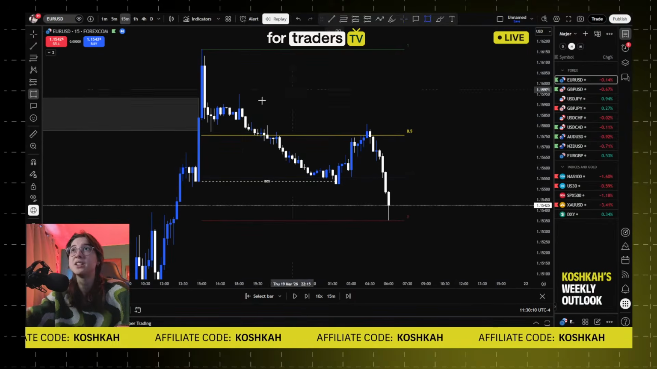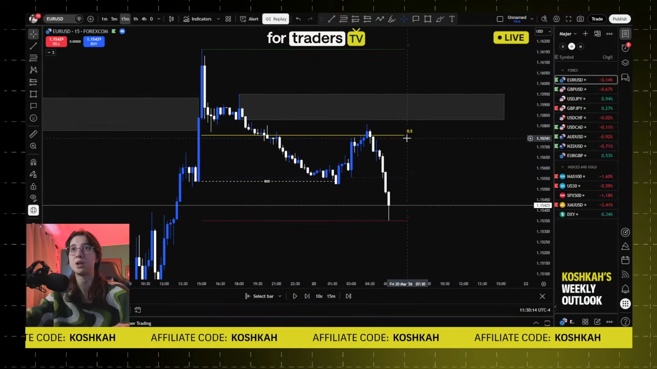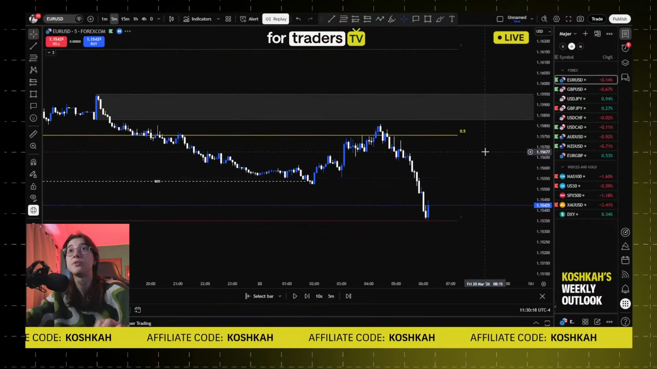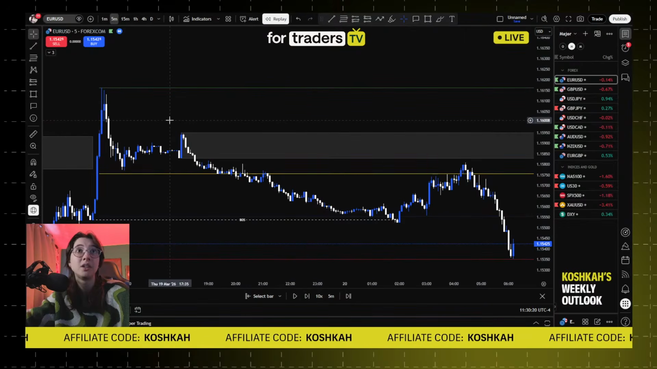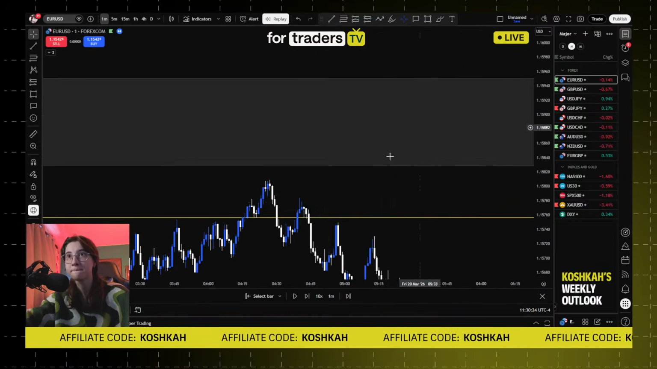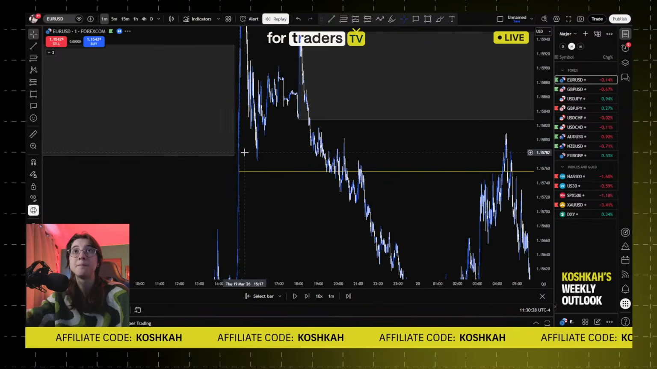So you can identify, of course, all your valid POIs above the 0.5. In this case, we have this 15-minute POI. If you go on the 5-minute, we have nothing else. If you go on the 1 minute, we can see if we have any other 1-minute POIs.